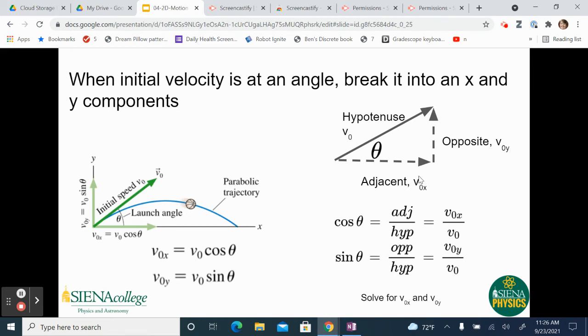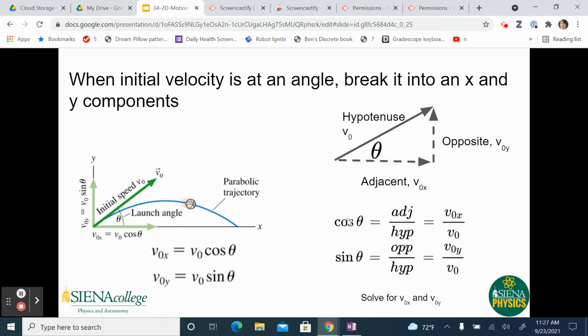And then the V sub x here, it's adjacent to this angle. So that's adjacent, and V sub 0 x means the initial velocity, the x component, and that's this side. So if I wanna figure out what these components are, because that's what I'm gonna use in my kinematic equations, since my motion is independent in the x and y direction, I need these when I solve the equations. And so how do I go about it?